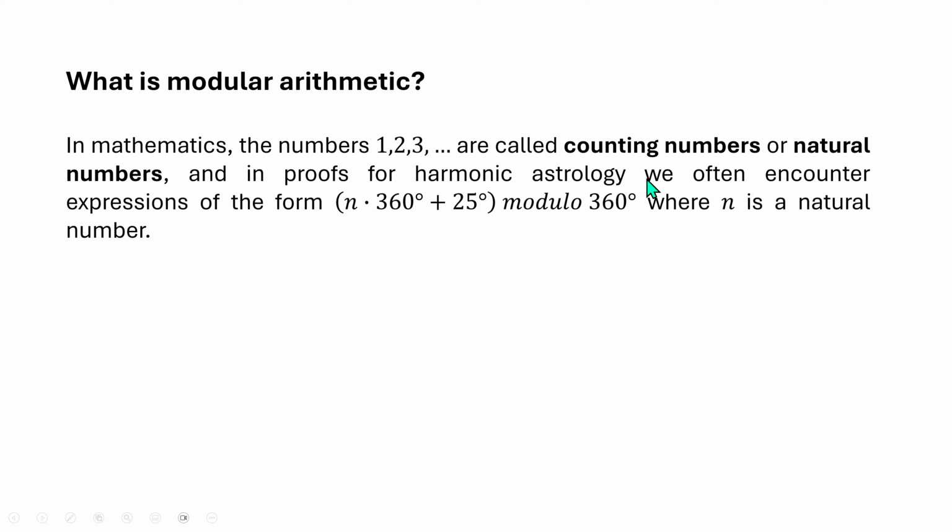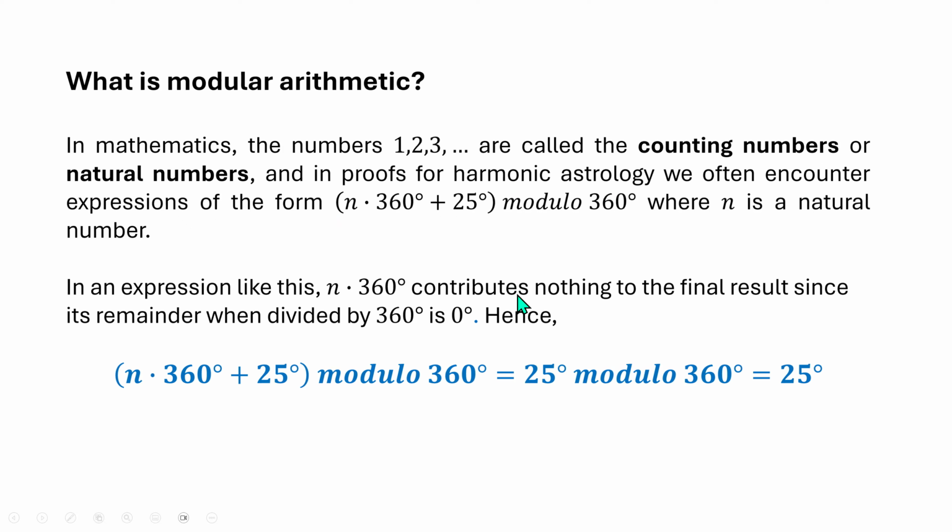And in proofs for harmonic astrology, we often encounter expressions of the form n times 360 degrees plus 25 degrees, in parentheses, modulo 360 degrees, where n is a natural number. And in an expression like this, the n times 360 degrees contributes nothing to the final result, since its remainder when divided by 360 degrees is 0 degrees. So hence, if you see something like n times 360 degrees plus 25 degrees, where n is a natural number, and this is all modulo 360 degrees, you can just strike out this term, just ignore it. This simplifies to just 25 degrees modulo 360 degrees, which is 25 degrees.